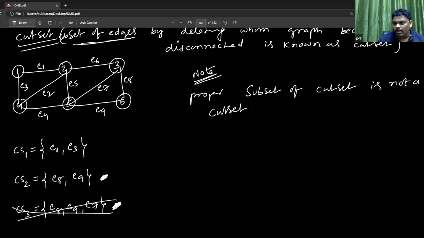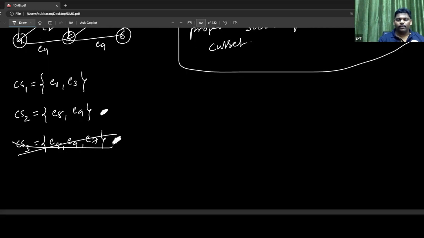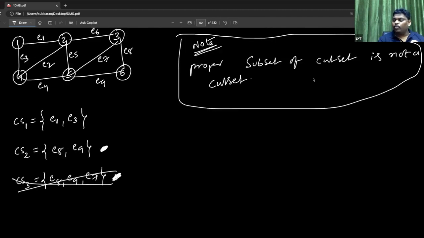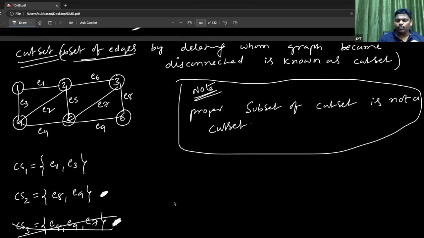One of the students asked me, sir, can't it be minimal and all? That line came from this line. This is covering that part, and that part is covering here. That's the meaning of that line: a proper subset of a cut set is not a cut set. If the subset is also a cut set, then the main one is not a cut set. That's what you want to say, indirectly or directly.